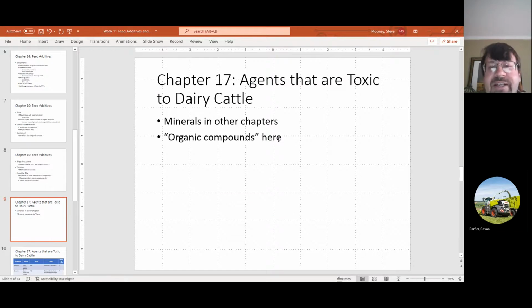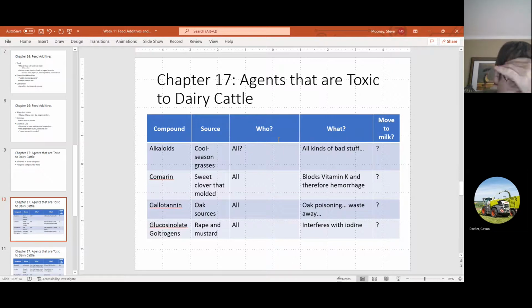Then chapter 17, agents that are toxic to dairy cattle. Minerals are in the other chapters. This chapter is focusing, sort of, on non-mineral, organic things. We get into some bacteria at the end of it and where they fit in, but mostly organic compounds. So I tried to put a table together that both I and you can have for the future.